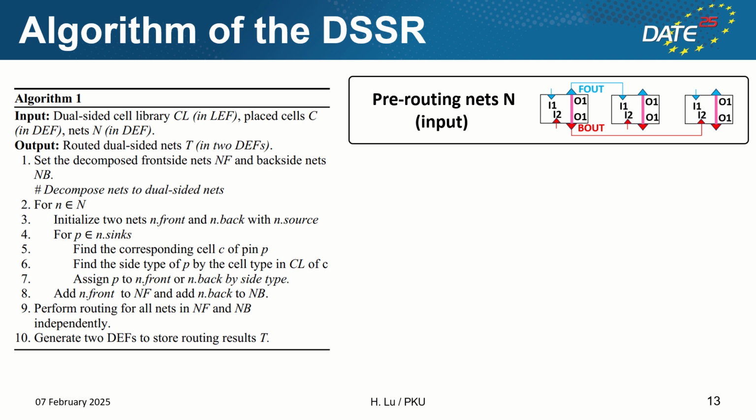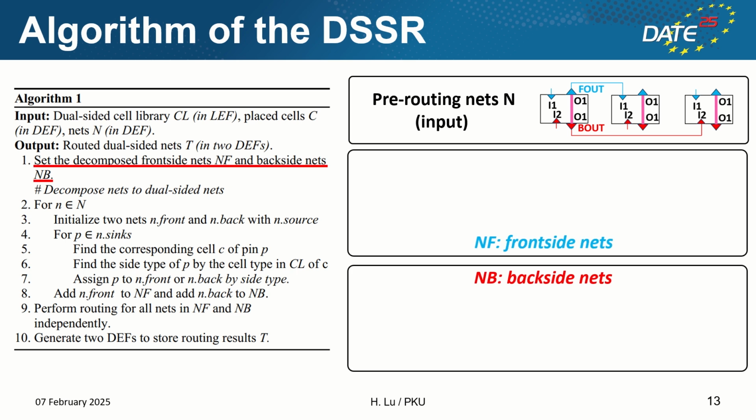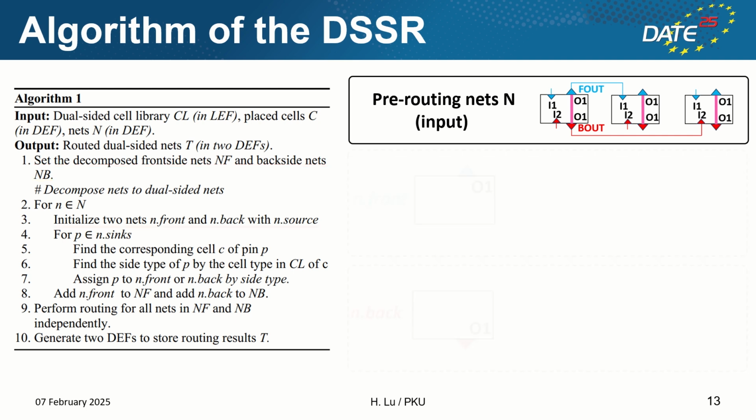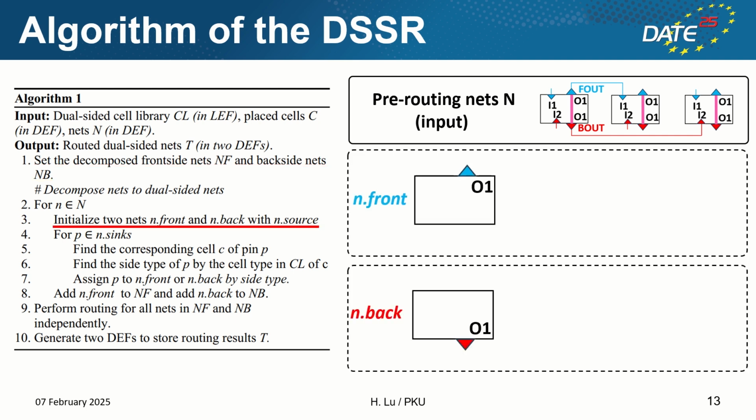Here we show the algorithm of the dual-sided signal routing. The right figure shows the example of the input nets n. First, we set the decomposed frontside netlist NF and the backside netlist NB. Then for each net, we initialize two temporary nets, nFront and nBack, with nSource, that is the input pin in the net.